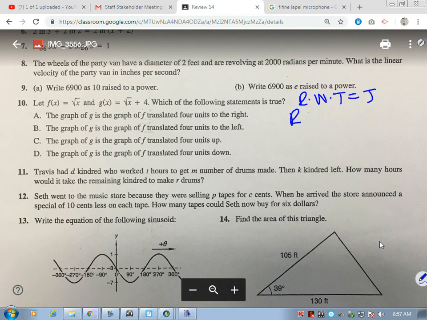We never knew our rate to start with. How many workers do I have to start with? D. How much time is being used to start with? T. How many jobs are getting done? M. So what is my rate? M over DT. So we've got M over DT.